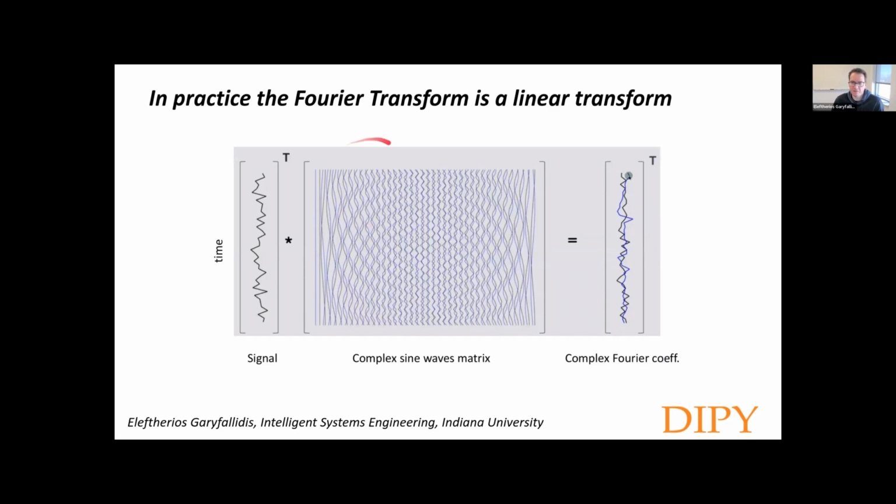So in practice, the Fourier transform can be thought of as a simple linear transformation where you have the signal here in this vector, and you can multiply the signal with each one of these columns. And in the columns, you have basically the complex sine waves for different frequencies. And if you do that, then you get the complex Fourier coefficients. You get Fourier coefficients back, which you can think of again as another signal, and they have the same size. This is simply the Fourier transform, the linear operation with a complex sine waves matrix.